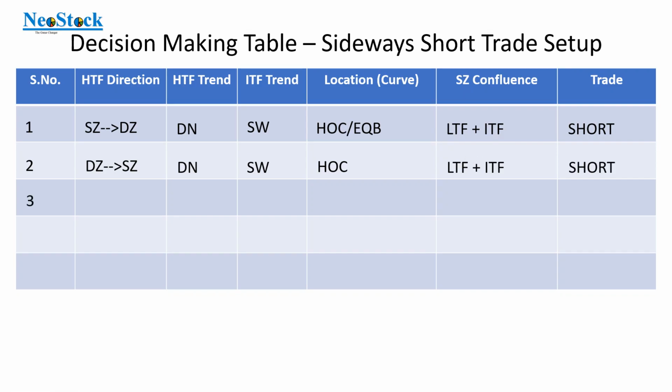And the third scenario, supply zone to demand zone, HTF price direction is in our favor. And HTF trend is this time sideways. Because the HTF trend is sideways, we are taking the favor from HTF price direction. That's why, against the HTF price direction, we are not planning any short trades when HTF trend is sideways. ITF trend should always be sideways. And here also high on the curve only, the safest.